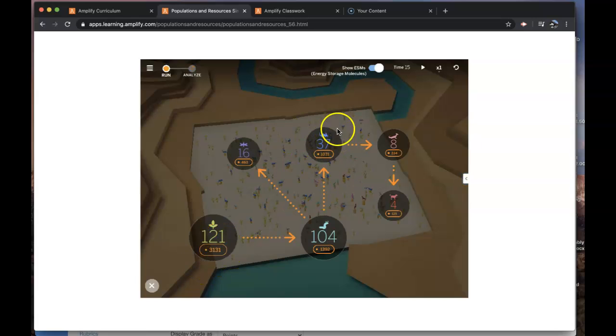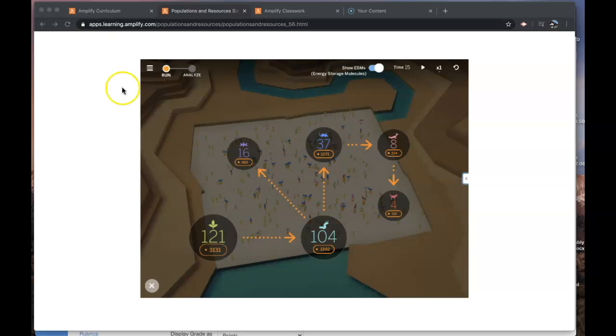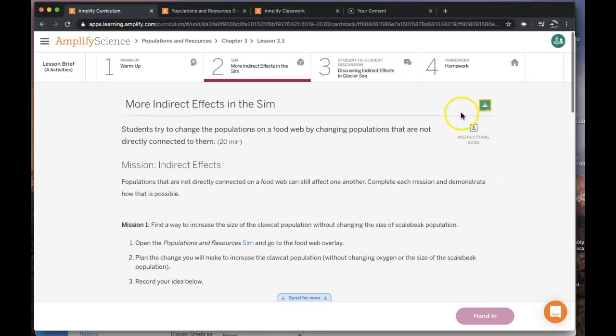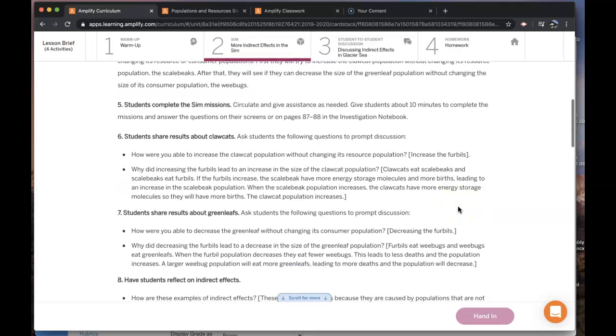So by decreasing this population, we've increased this population, which indirectly has an effect on this population, because an increase in here means more weebugs eat more greenleafs, and so there'll be more deaths in the greenleaf population. These are indirect effects because they are caused by populations that are not directly connected on the food web. And so this leads to our next key concept.